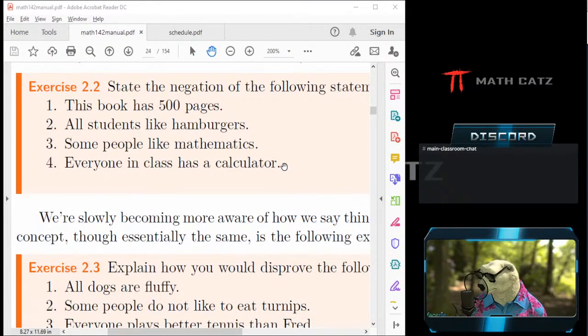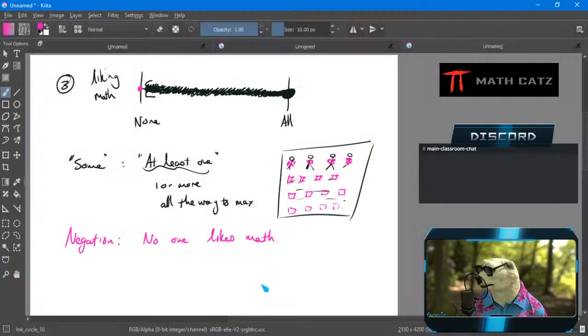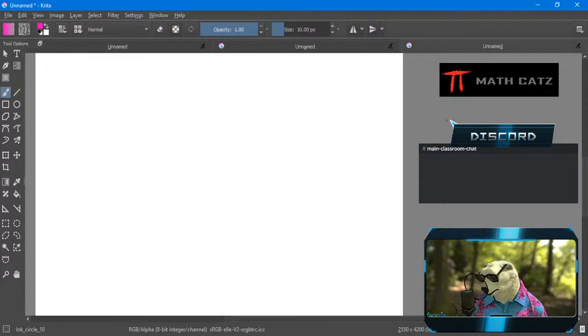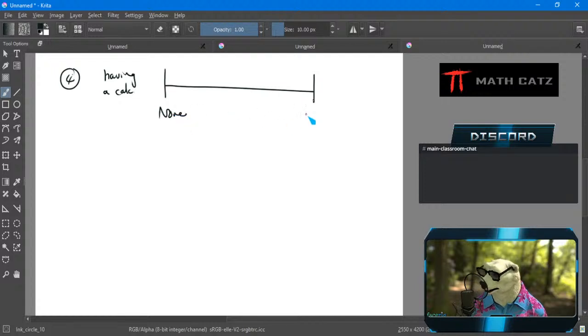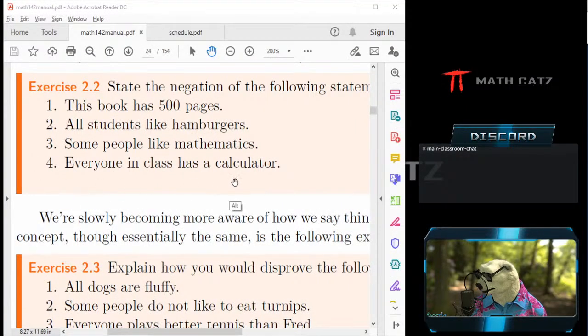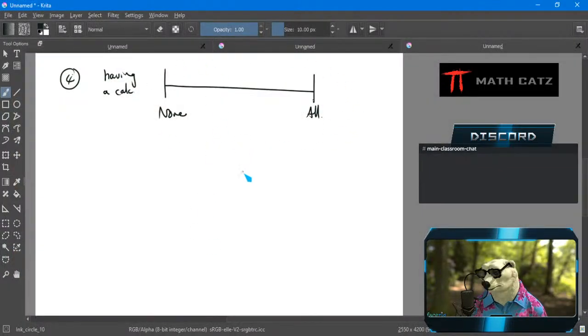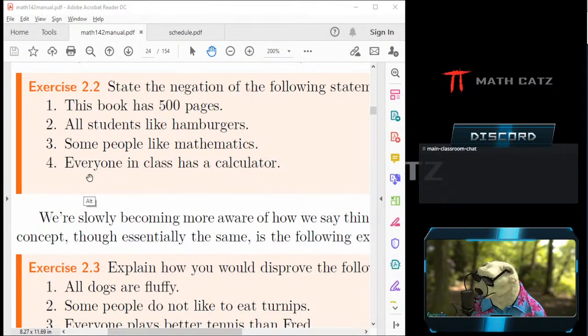We have one more. Everyone in class has a calculator. Let me just make space here. So now it's about having a calculator. And again, it could range from no one to everyone. I have to first evaluate, when is this given statement true? Everyone in class has a calculator. Where would you say it's true? Where on this range is this? Somewhere in the middle.